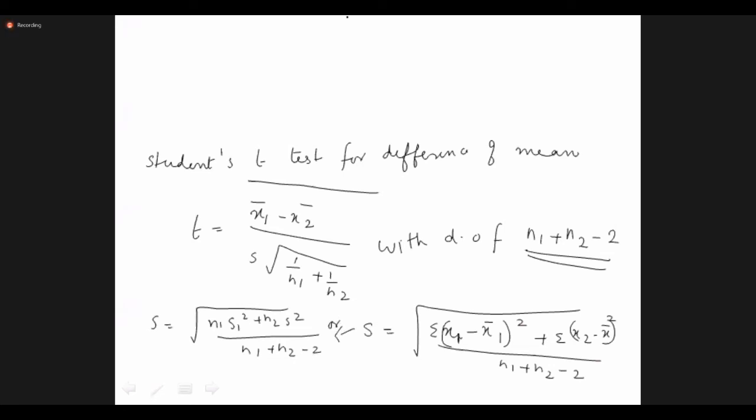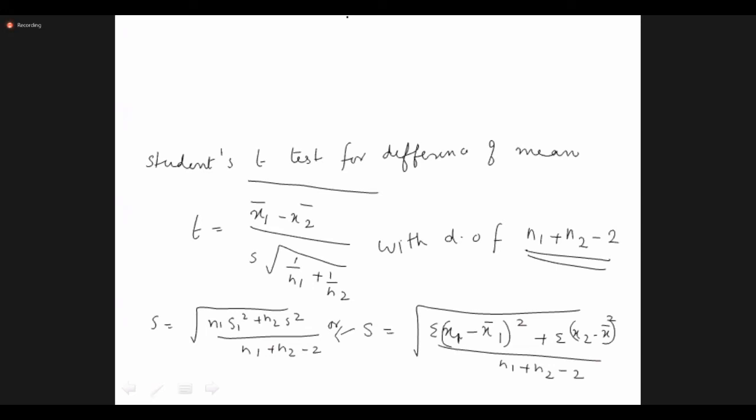Now I will write a problem. Problems are of similar type. First you should understand whether it is a two-tail test, right-tail test or left-tail test. Then the degrees of freedom: if you know the sample size, you can write the degrees of freedom. And then the rejection regions for right-tail, left-tail and two-tail tests.